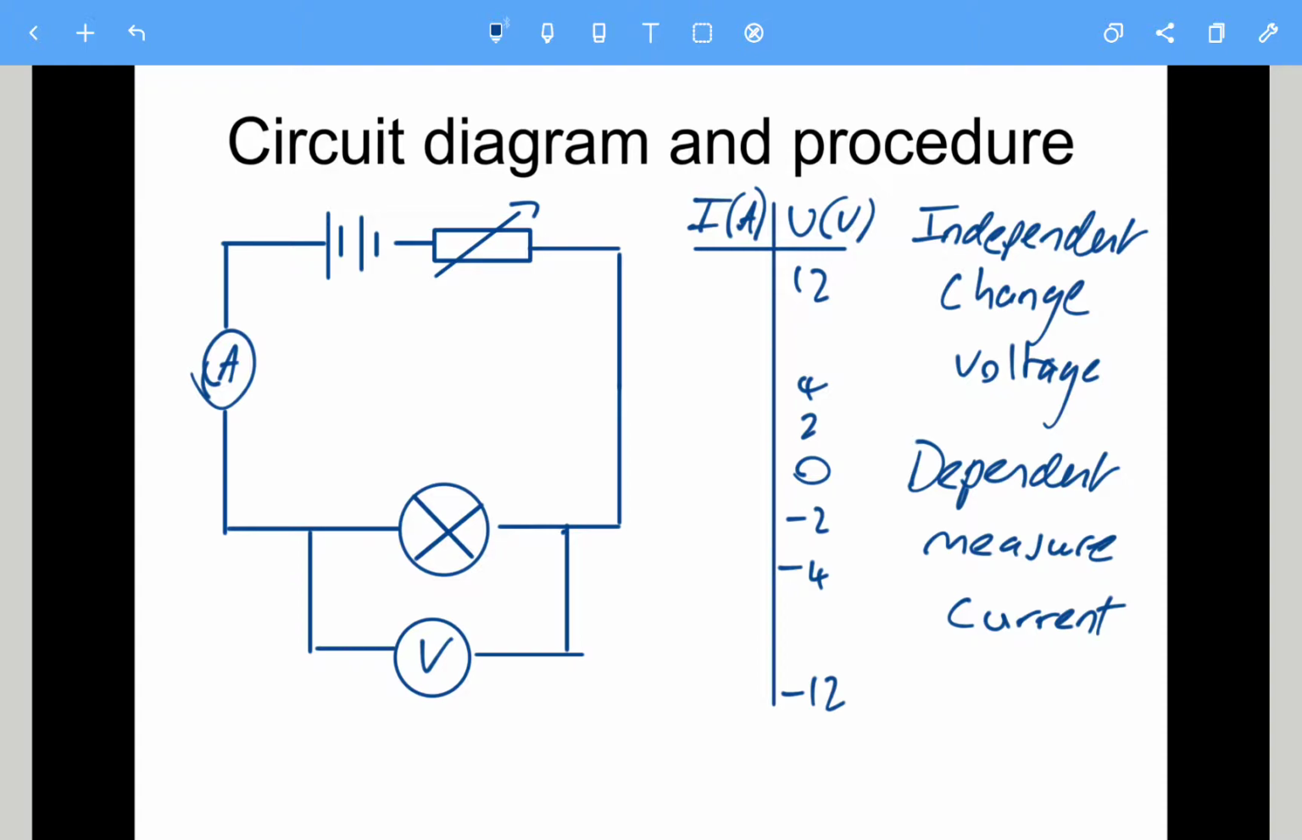But make sure you check the bulb first. And what you should do is plot a graph of current against voltage. So current in amps, voltage in volts. The reason is that the x-axis is the independent variable, so that'll be voltage. The y-axis has the dependent variable on. So the graph will look something like this.